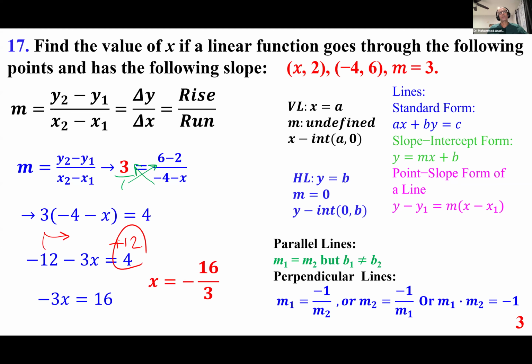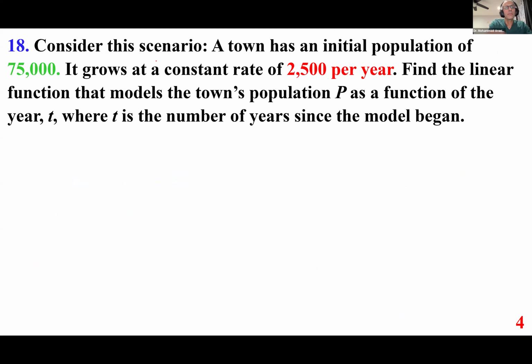So it's very straightforward. We had done this before, just to remind you of what's happening here. We're dealing with linear functions, everybody. Therefore, the concept of a slope is important. Consider this scenario. A town has an initial population of 75,000. It grows at a constant rate of 2,500 per year. Find the linear function that models the town's population P as a function of year t, where t is the number of years since the model began.